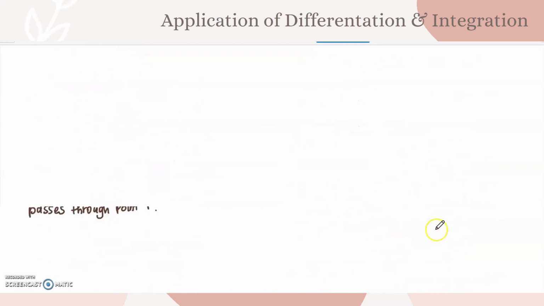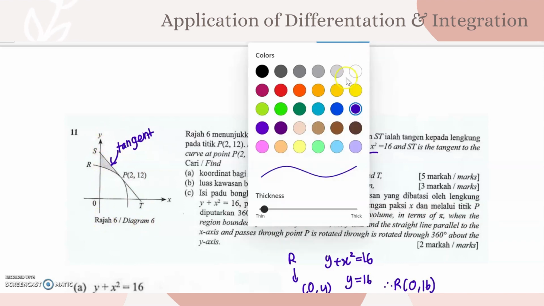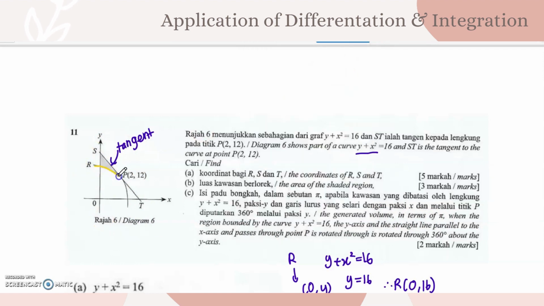Next is question C. What is it all about? Find the generated volume in terms of pi when the region bounded by the curve and the y-axis, here is the y-axis, and the straight line parallel to the x-axis that passes through point P. So there is a straight line parallel to the x-axis, passing through point P.